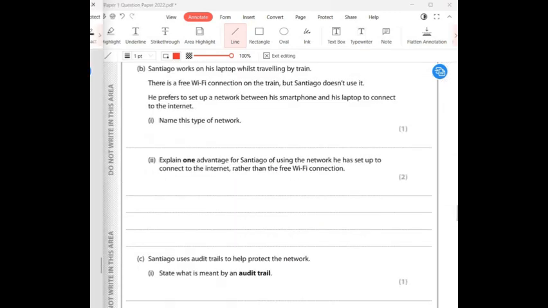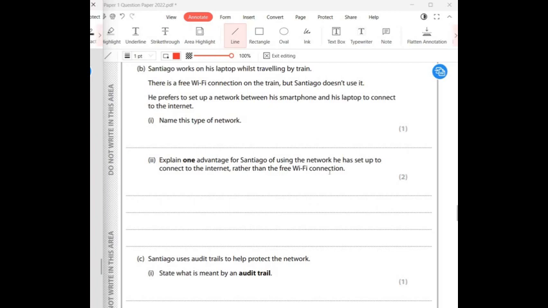Okay, let's go to B. Santiago works on his laptop whilst traveling by train. There's free Wi-Fi connection on the train, but Santiago doesn't use it. He prefers to set up a network between his smartphone and his laptop to connect. Name this type of network. It's a personal area network.